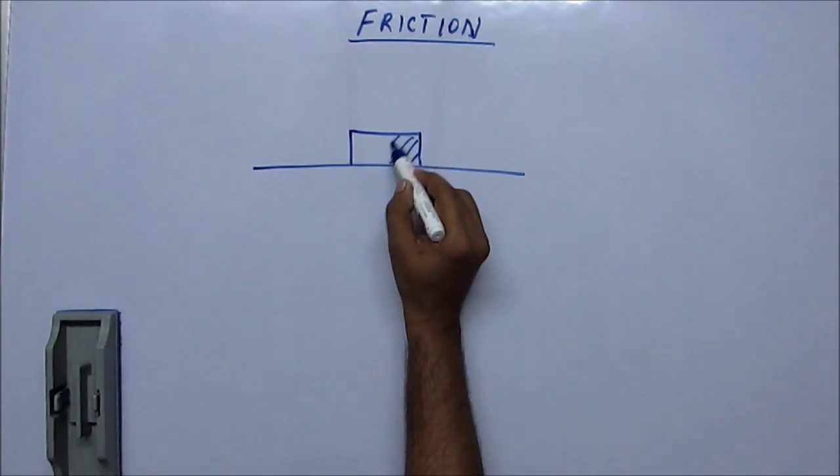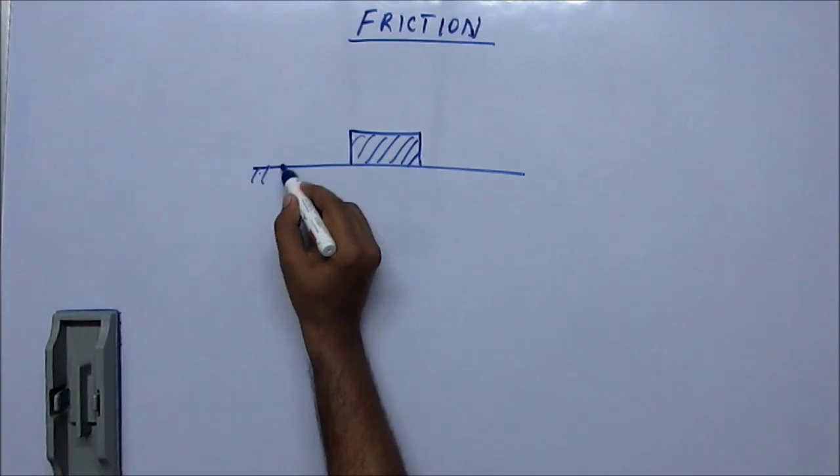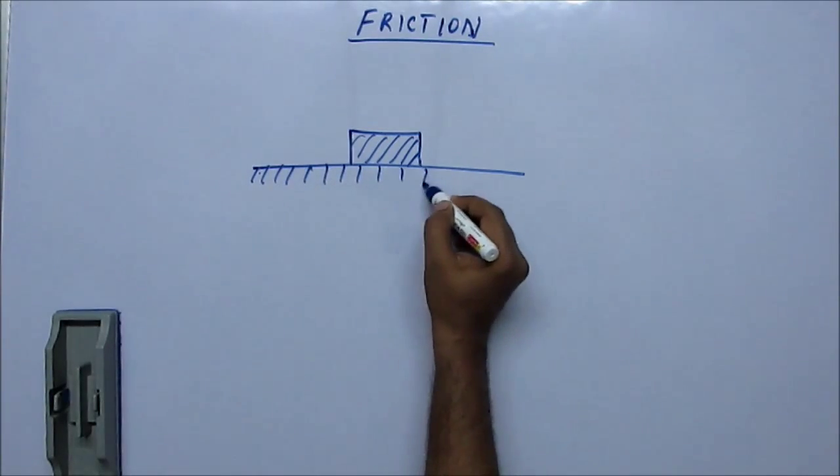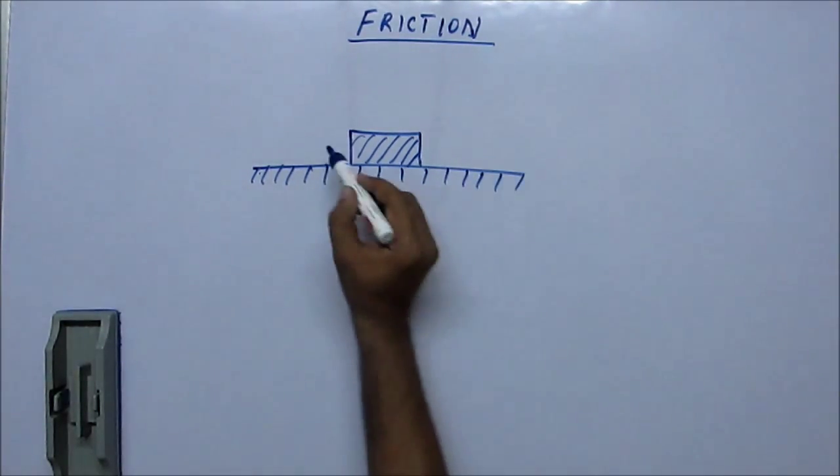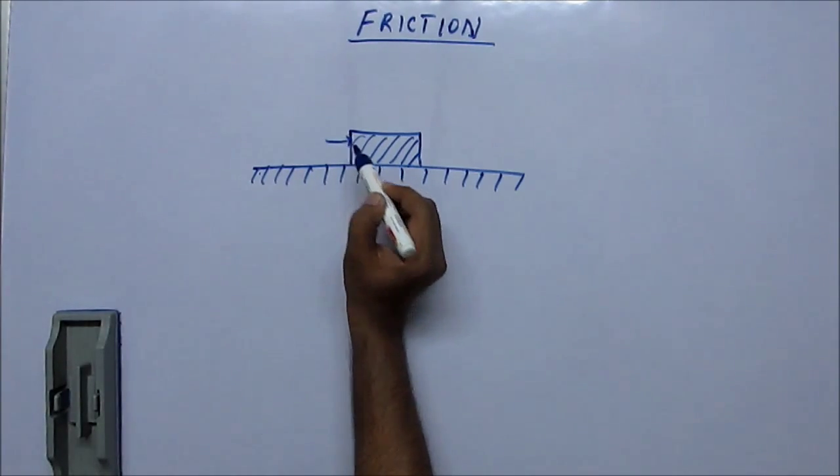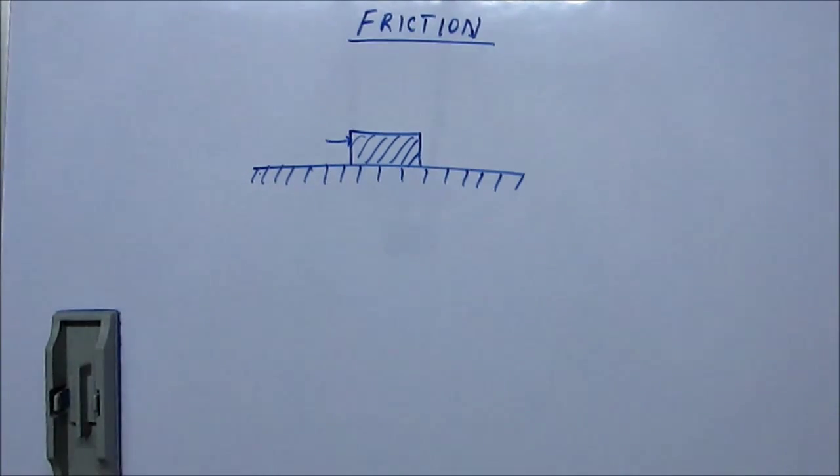Suppose a heavy block is kept on a horizontal surface and you're trying to move this block. You apply some force and it doesn't move. Then you increase your force and it doesn't move. Then you increase your force yet again and it still doesn't move. Then you keep on increasing your force, and at some point of time the block will start to move.